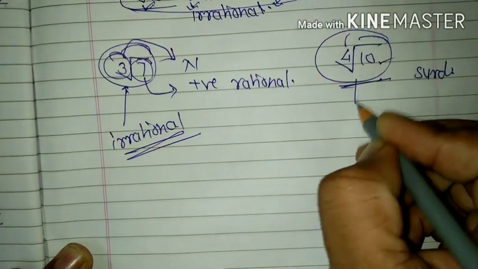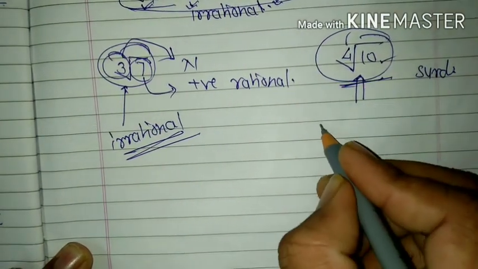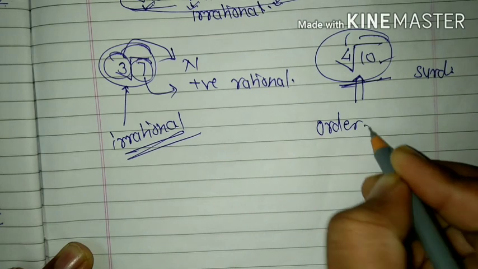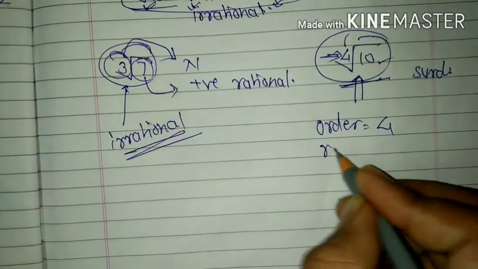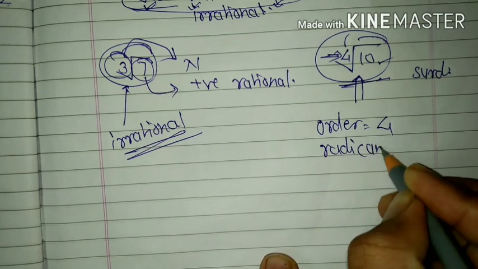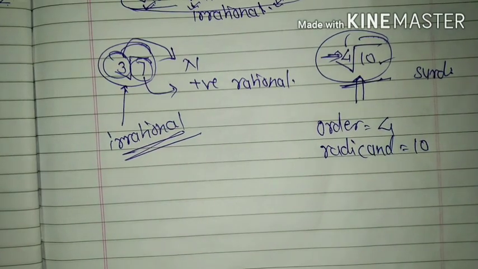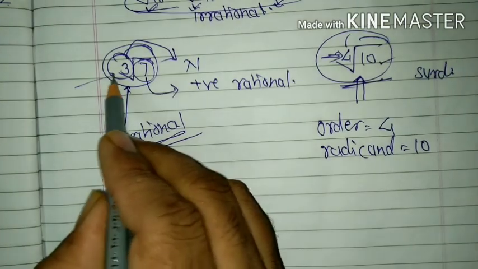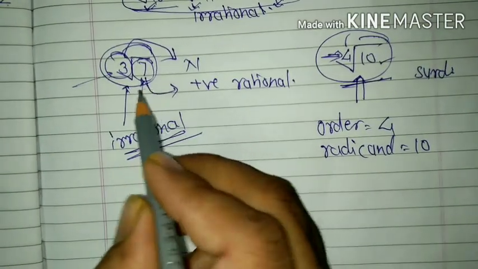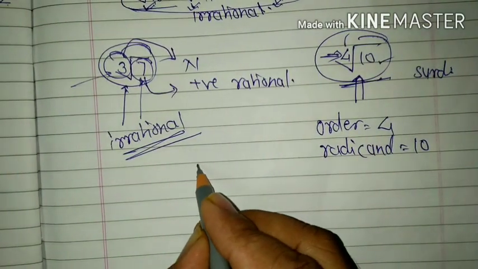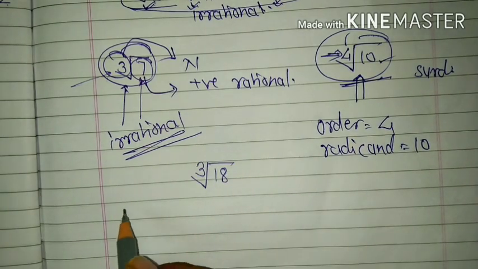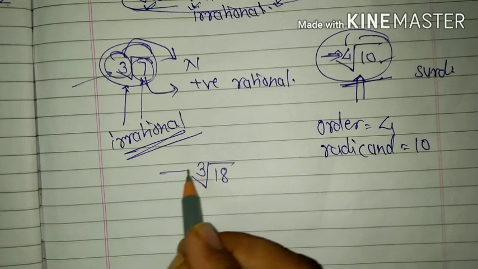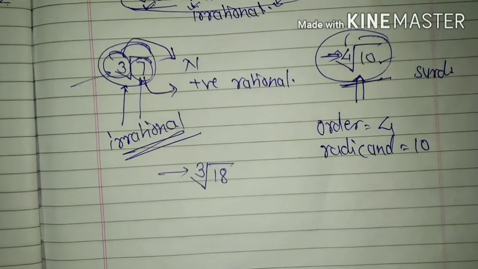For this surd we can say the order is equal to 4. See, this one is the order, and the radicand is equal to 10. For this surd, 3 is the order and 7 is the radicand. Now suppose 3 root 18. What is the order? Yes, very good. 3 is the order. And what is the radicand?